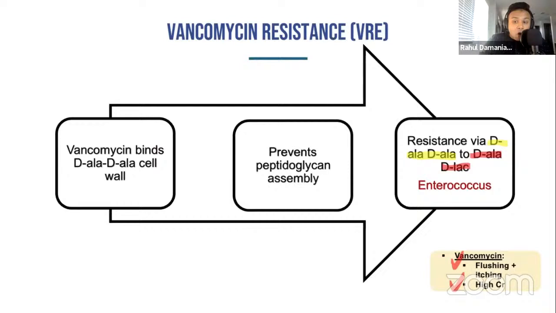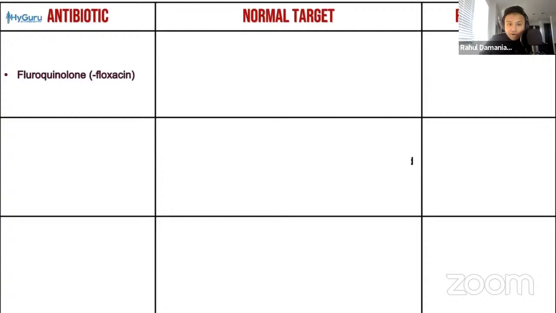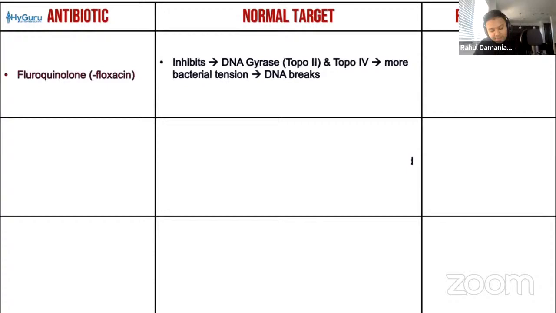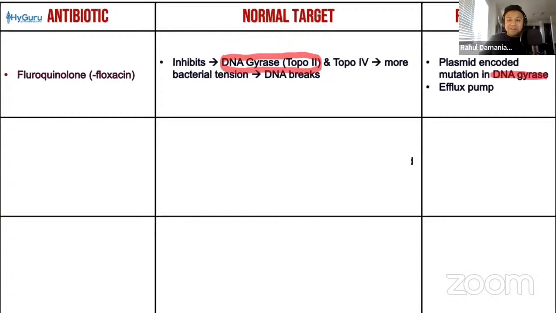So fluoroquinolones, we haven't talked about them formally, but remember that fluoroquinolones inhibit DNA gyrase or topoisomerase, and thus you get more bacterial tension and the DNA then breaks. And so the resistance is a mutation in the target, the mutation in DNA gyrase. You also are going to be thinking of efflux pumps for both tetracyclines and your fluoroquinolones.